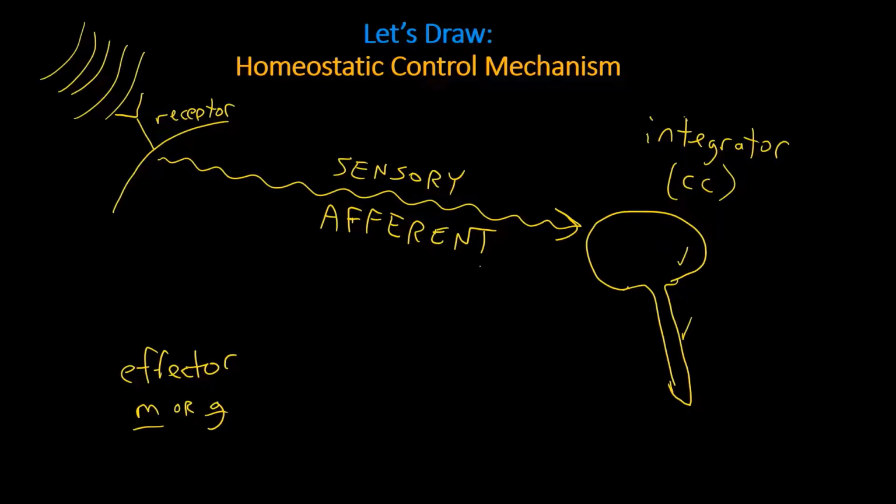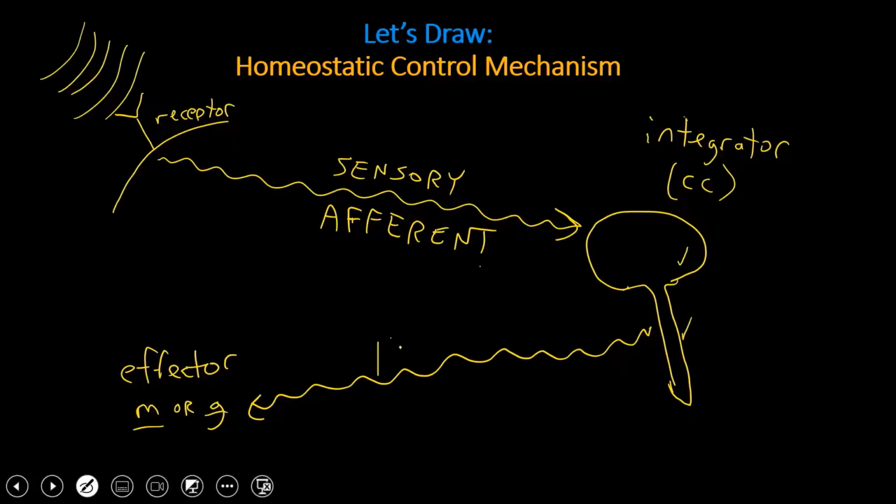And the integrator does what the integrator does. It thinks about it, decides what to do, decides which cells and which system should do what, and then it will send a signal out toward the effector. Now, we also know what this is called. These are called motor signals that go from the integrator to the effector. But we can also give it another term. We can call this efferent.